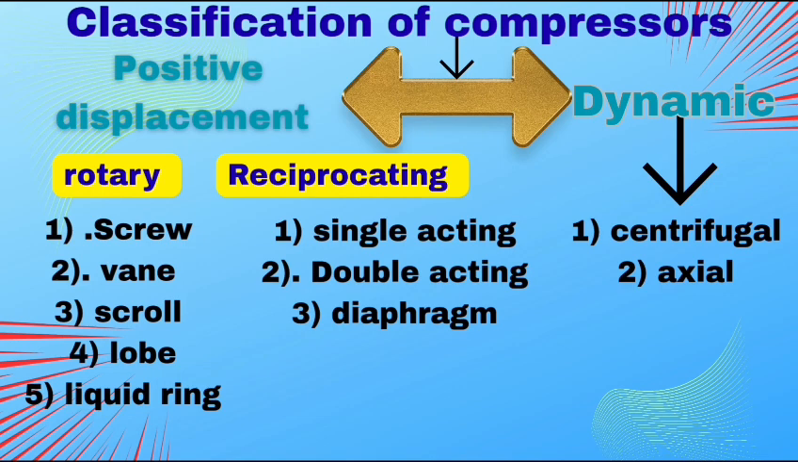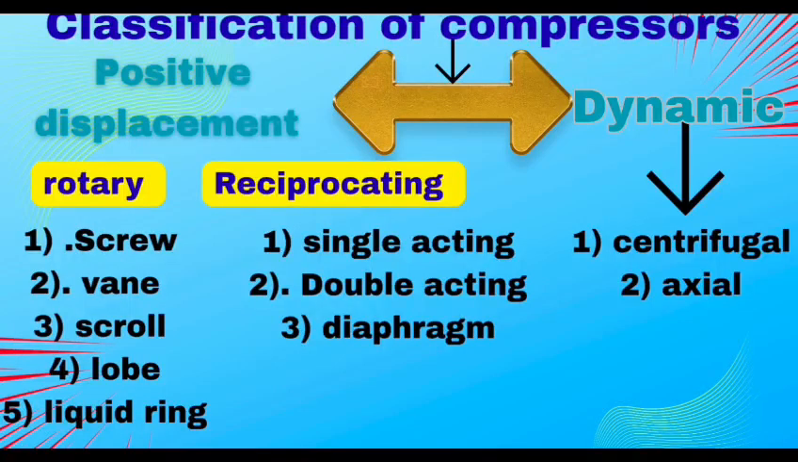Rotary compressors are screw type, vane type, scroll type, lobe type, and liquid ring type compressors. Reciprocating compressors are single acting, double acting, and diaphragm compressors. Dynamic compressors are of two types: centrifugal compressors and axial compressors.